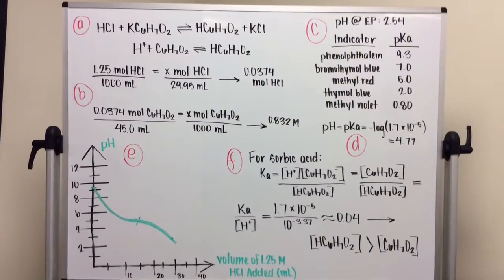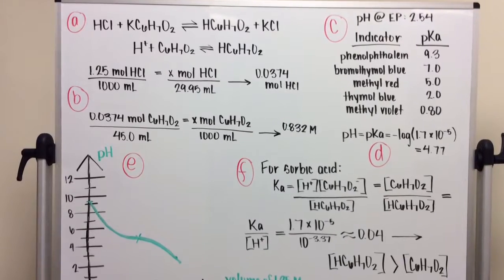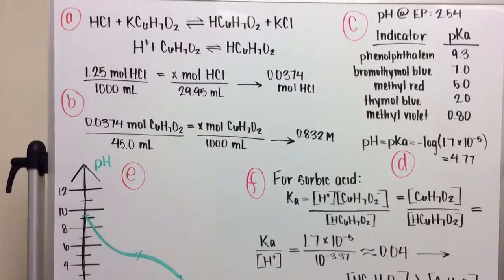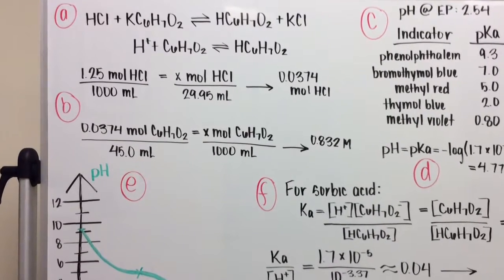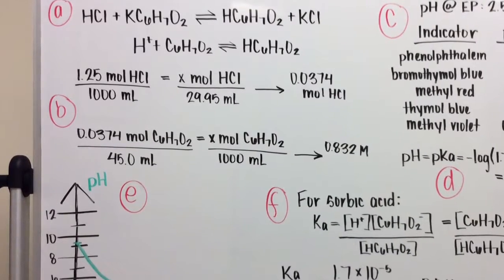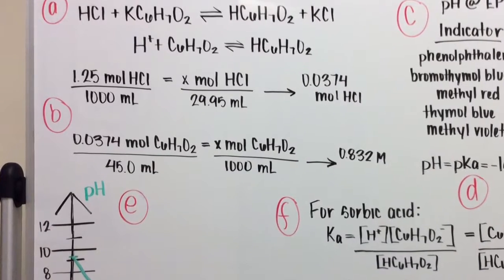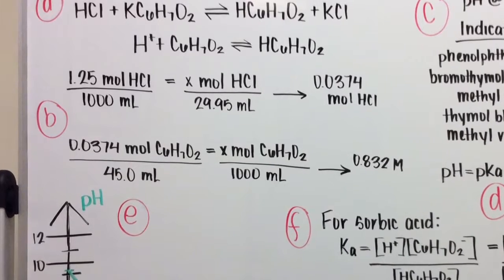The instructions for Part B are as follows. A total of 29.95 milliliters of 1.25 hydrochloric acid is required to reach the equivalence point. Calculate, in brackets, potassium sorbate in the stock solution. Part B is mostly stoichiometry. Using the information given to us, we can set up a proportion to find the moles of hydrochloric acid.